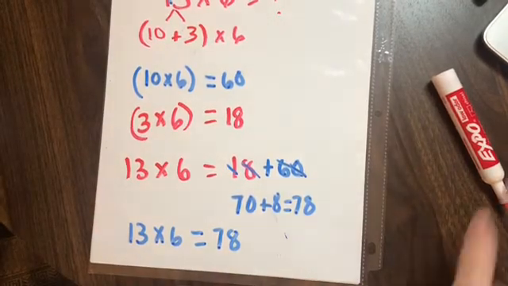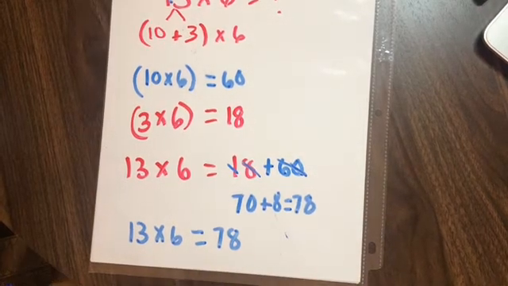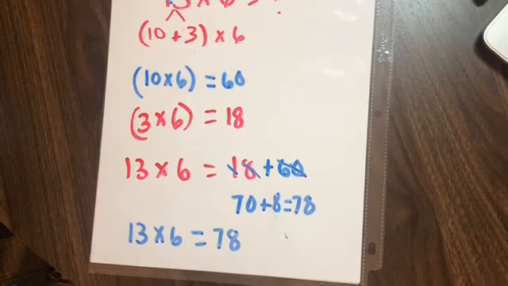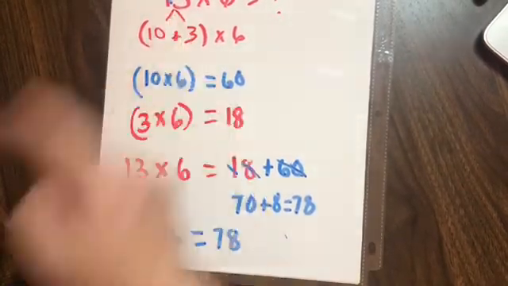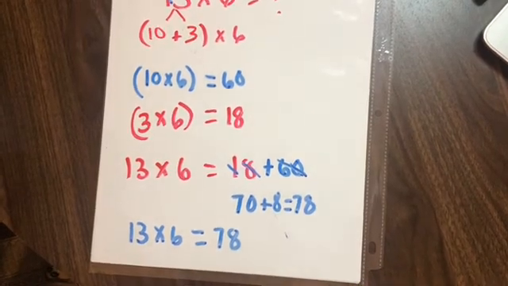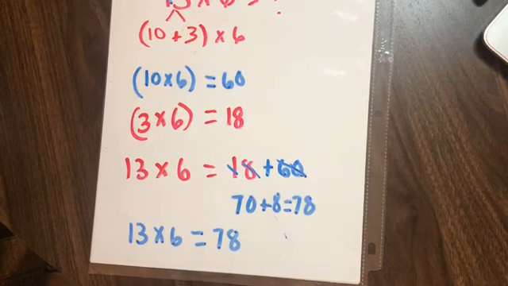Third graders, it would have taken me a much longer time to skip count to find 13 times 6. And because I know my tens facts, I could have done this in my head and come up with the answer just by breaking it down. So these strategies that we're teaching you right now are really going to come in handy later.